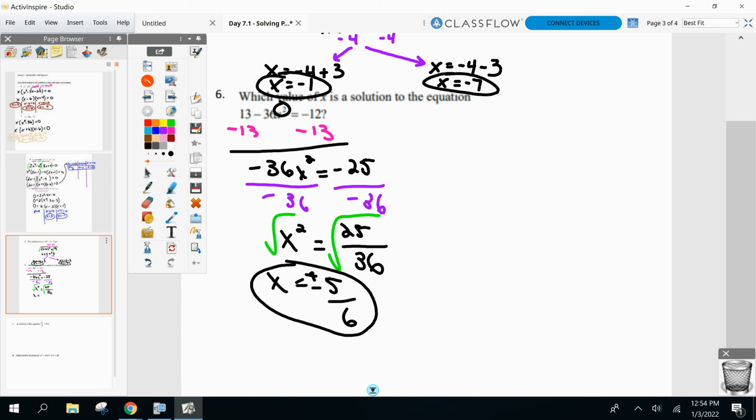So if there's just an x squared, and that is it, just x squared, we can get it by itself and take the square root. All good?